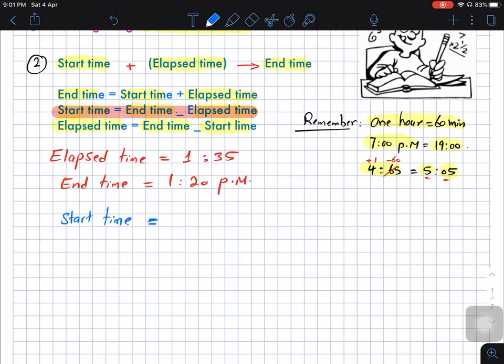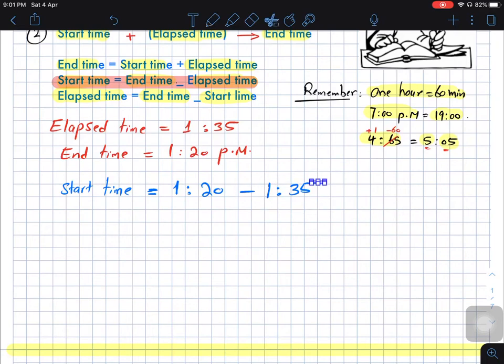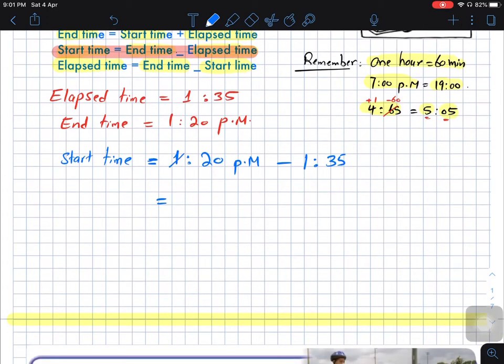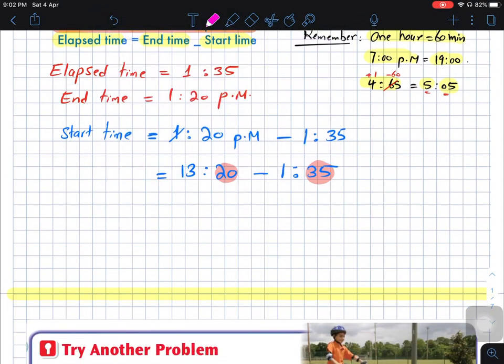So for this question, I will subtract the end time, which is 1:20 p.m., minus the elapsed time, which is 1:35. Okay everyone, and how can I subtract? If the time comes in p.m., I have to add 12 to the hour. So this one will be 13:20 minus 1:35. How can I subtract? To subtract, you have to start from the minutes. But how can I subtract 20 and 35? I cannot subtract 20 and 35.